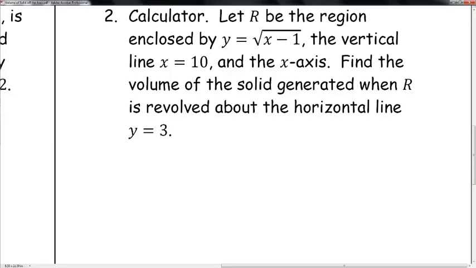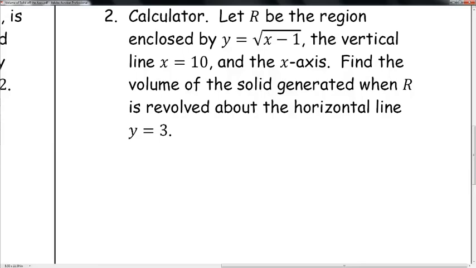set your bounds so your x's are going to go from 0 to 10, and your y's are going to go, again, from 0 to 10. And in your y1, go ahead and put the square root of x minus 1. In your y2, please put 3. And using your calculator, I want you to find your bounds, your a and your b.